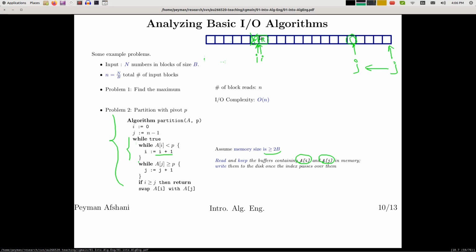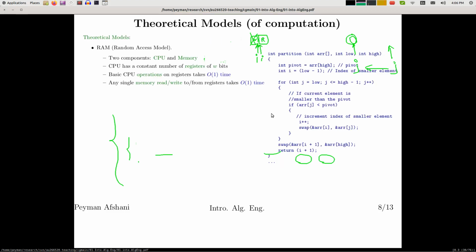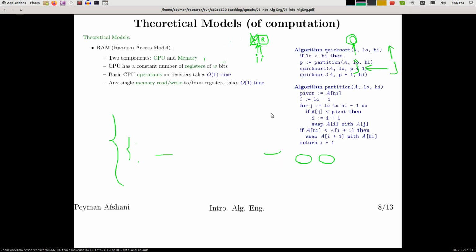And now we're almost done with the analysis of this algorithm. Basically we need to write every block exactly once, and we need to read every block exactly once. So therefore we have n reads and n writes, so therefore the total complexity is going to be O of n.